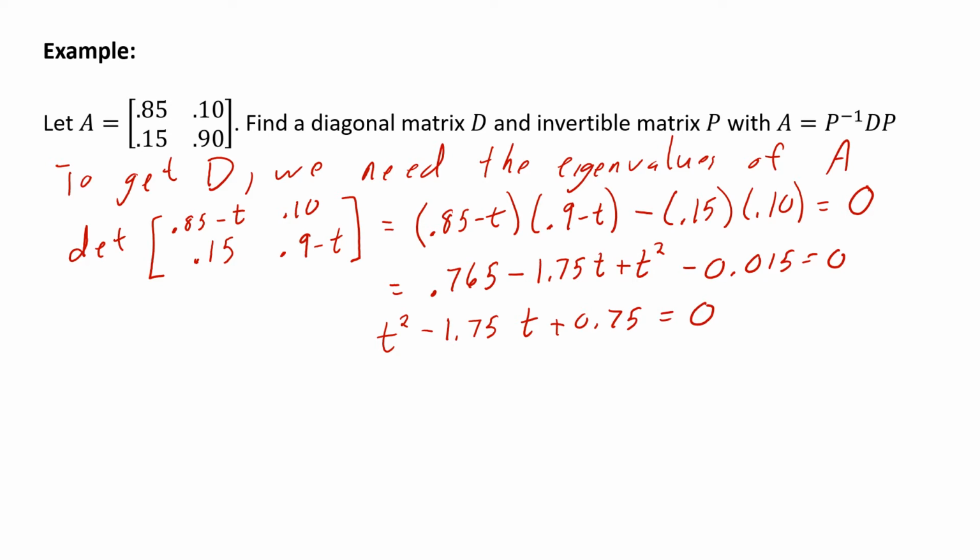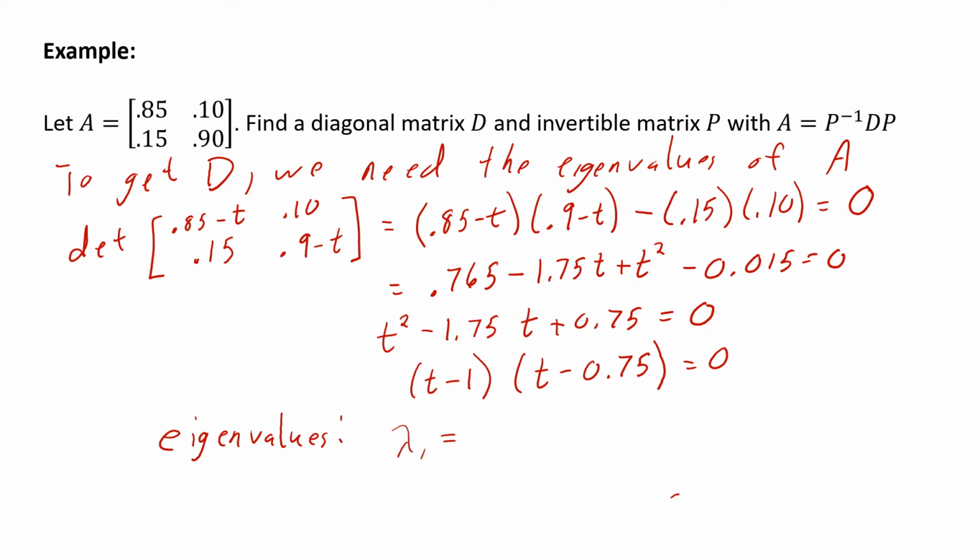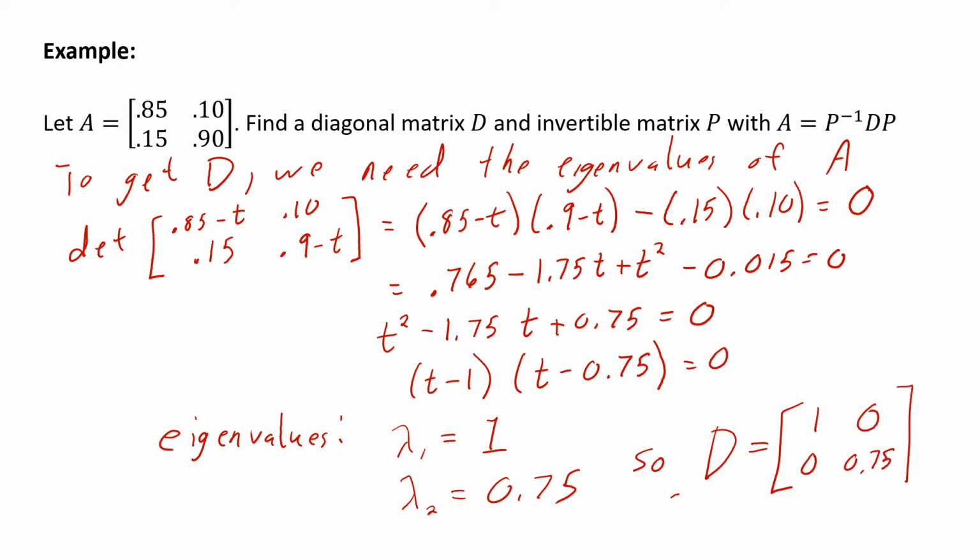This can be factored: (t minus 1)(t minus 0.75) equals 0. So this gives me my eigenvalues. My eigenvalues are the solutions to that. So my first eigenvalue is equal to 1, and my second eigenvalue is equal to 0.75. There's my two eigenvalues. So this gives me my matrix D. D is equal to 1, 0, 0, 0.75. As soon as you have your eigenvalues, you have your matrix D.